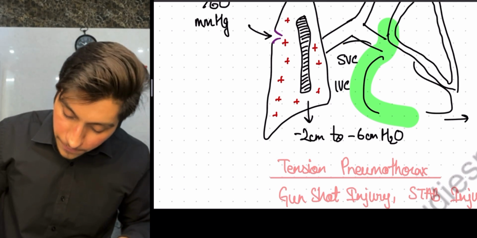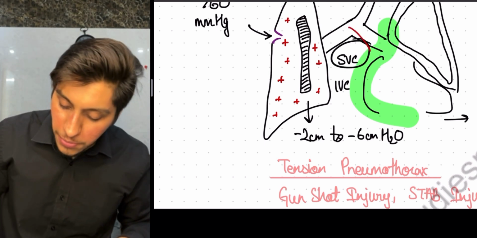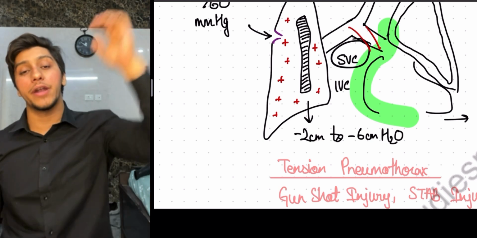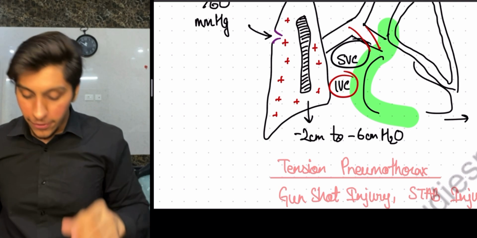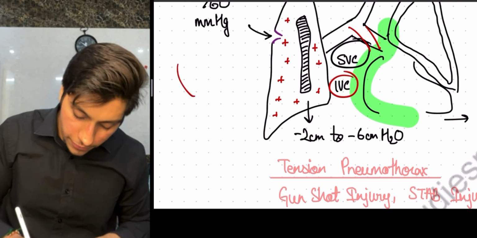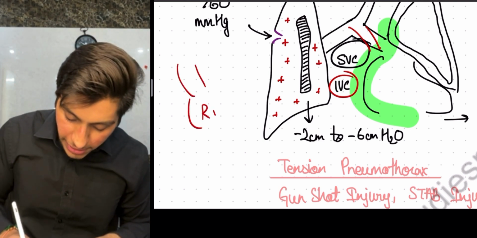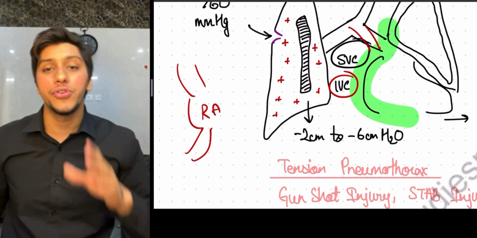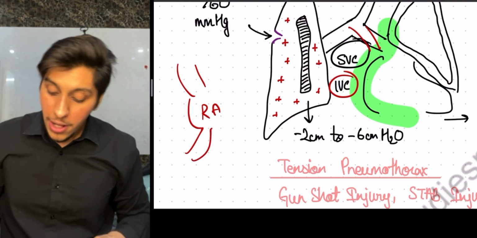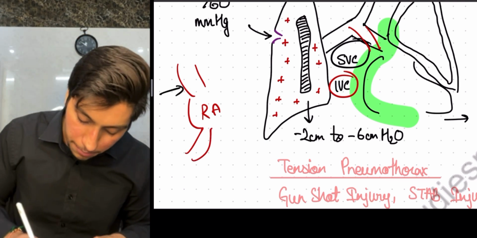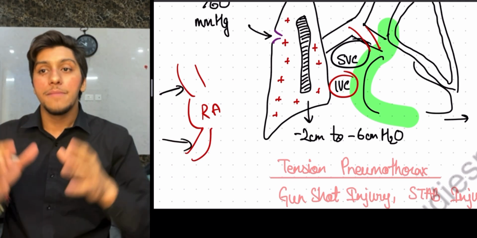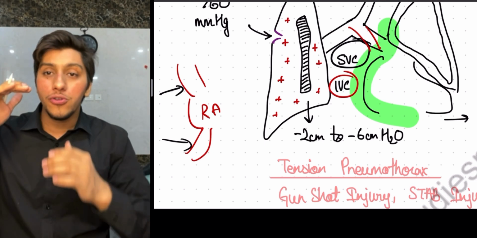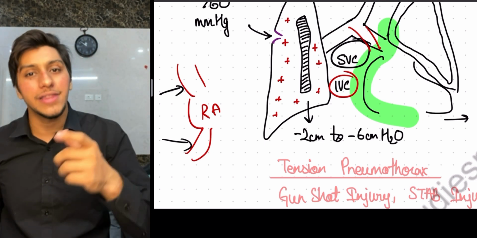superior vena cava, what does the superior vena cava do, guys? The superior vena cava is responsible for carrying blood from the upper part of the body, while the inferior vena cava carries blood from the lower part of the body. This is your right atrium, all right? So both of them are going to drain where? Into the right atrium. Now, because of the pressure applied by the air, because obviously tracheal deviation is also there, because of this mass effect, it is going to block the superior vena cava and the inferior vena cava.